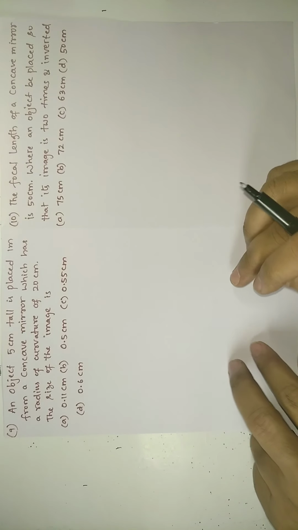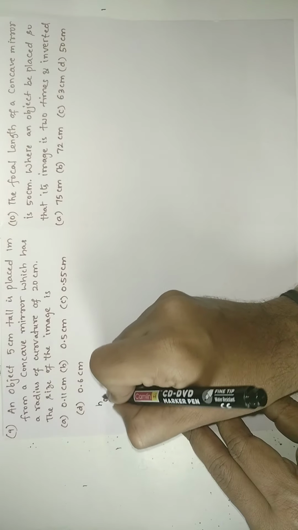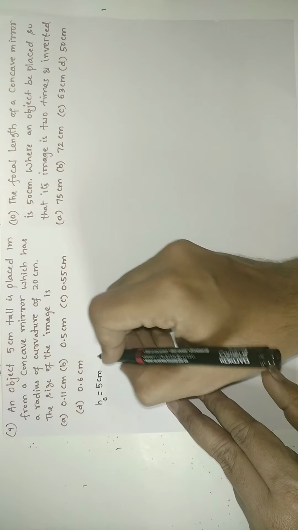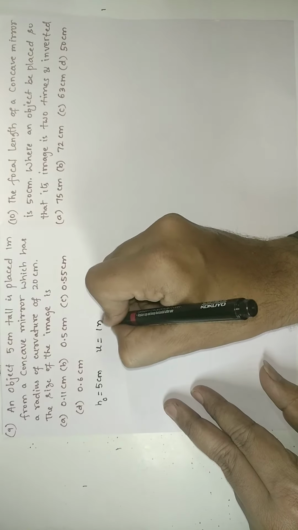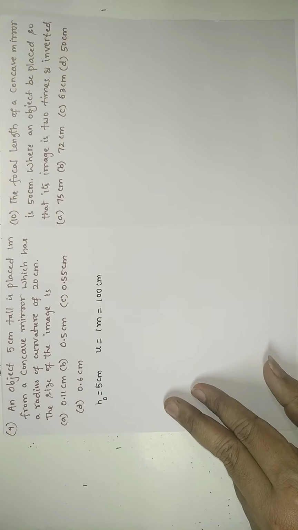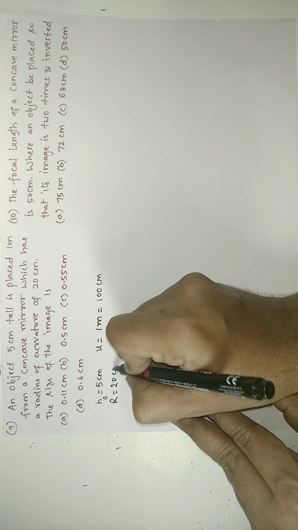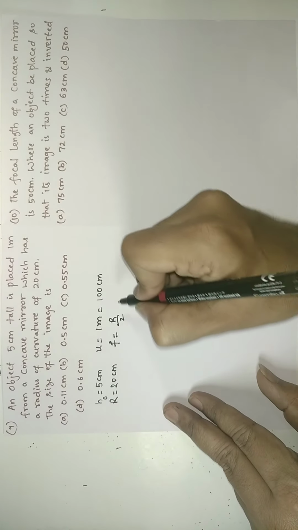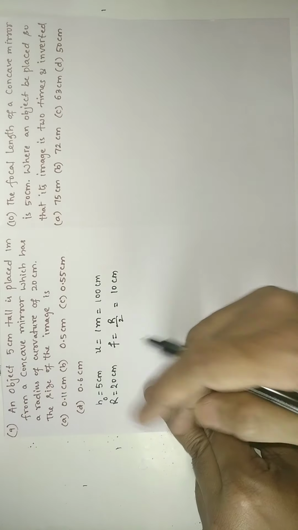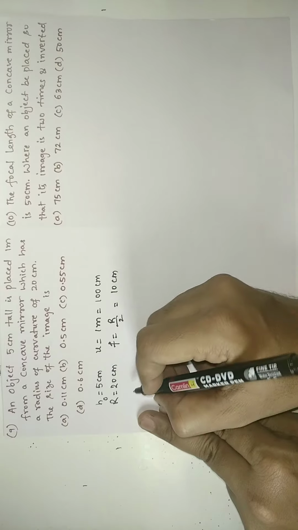So the next question goes like this. An object 5 centimeter tall, that is, the height of the object is given to be 5 centimeter, is placed 1 meter from a concave mirror. So the distance at which the object is placed is given to be equal to 1 meter, and as your options are given in centimeter, let us convert meter to centimeter, that is 100 centimeter. And the radius of curvature of the given mirror is 20 centimeter. As the radius is 20 centimeter, its focal length comes out to be equal to 10 centimeter. So you need to find out the size of the image. To find out the size of the image, as the object distance is given and focal length is given, let us find out the magnification produced.